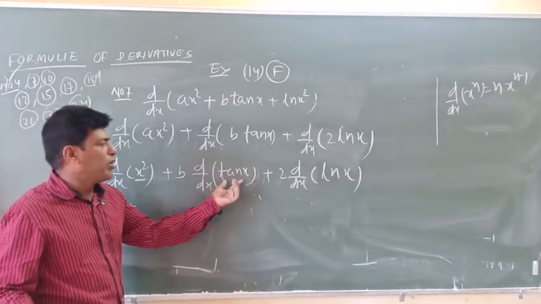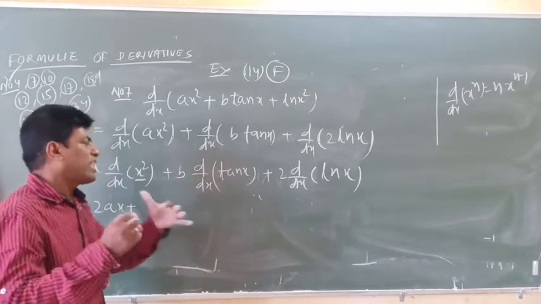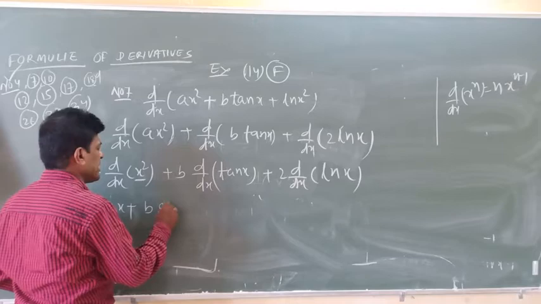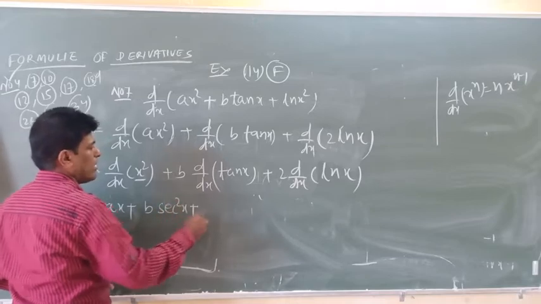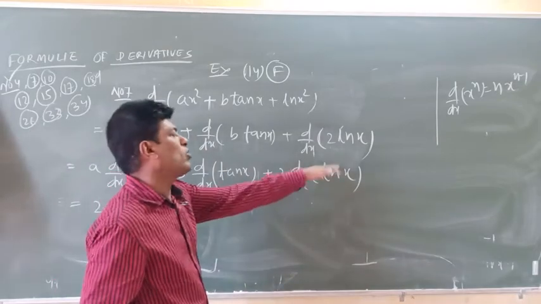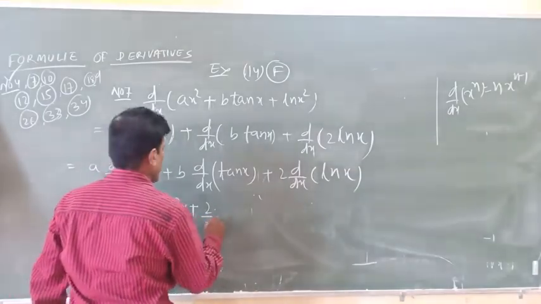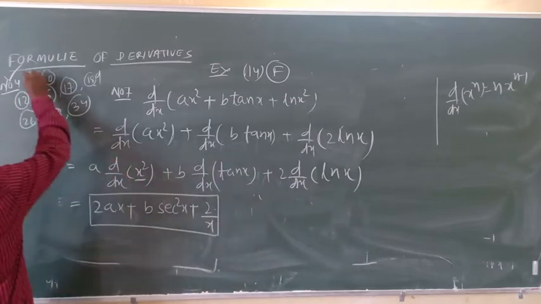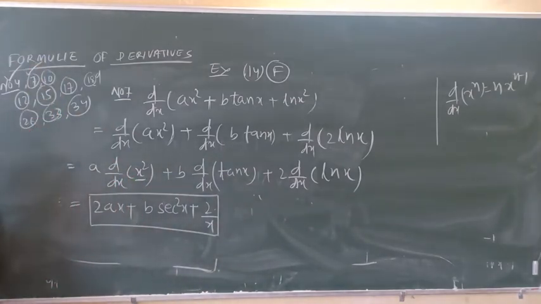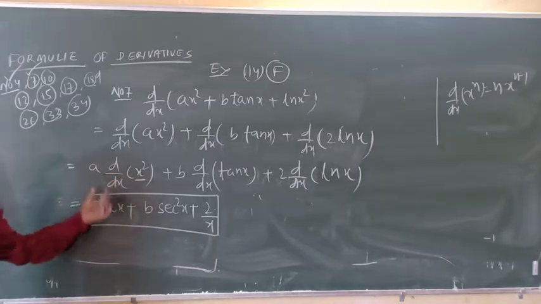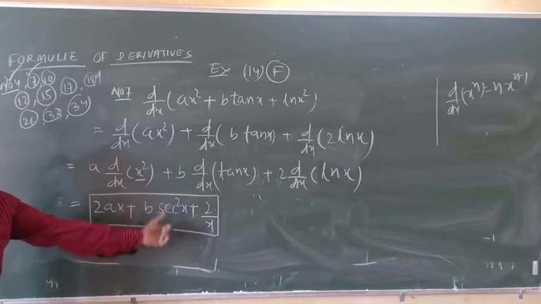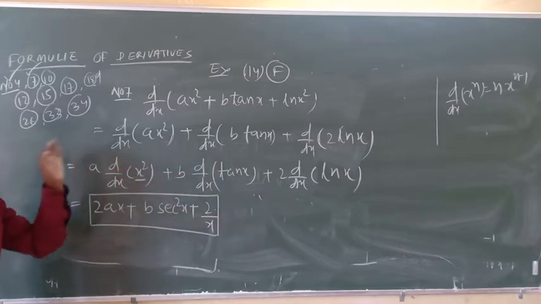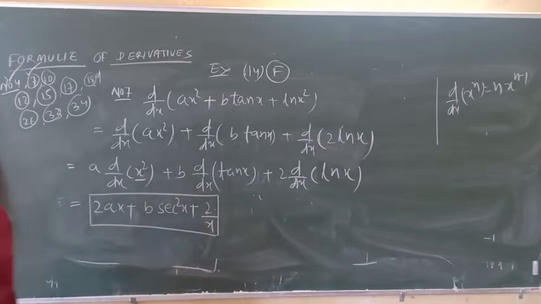You know from formulae the derivative of tan x is equal to sec square x, b sec square x and 2. The derivative of ln x is equal to 1 by x, from formula that is 2 by x. That is the answer of number 7. Yes, number 7 also completed. Very simple, you look. The derivative of x square is equal to 2x, 2x into a is equal to 2ax. The derivative of tan x is equal to sec square x and ln x derivative 1 by x. 2 into 1 by x is 2 by x. Okay, that's all about number 7.